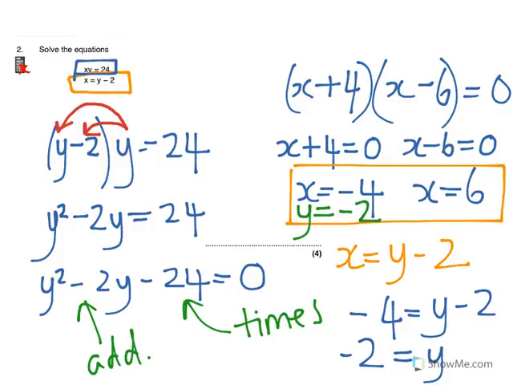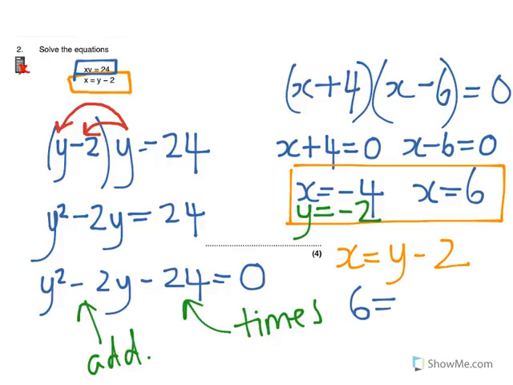And now I can go ahead and do the second one. So the second one, this time the y coordinate was 6. So I'm going to replace y with 6 and I get 6 minus 2. So I get x equals 4. So I now know my x coordinate that goes with that is x equals 4. Okay, so there I have it, both my answers.